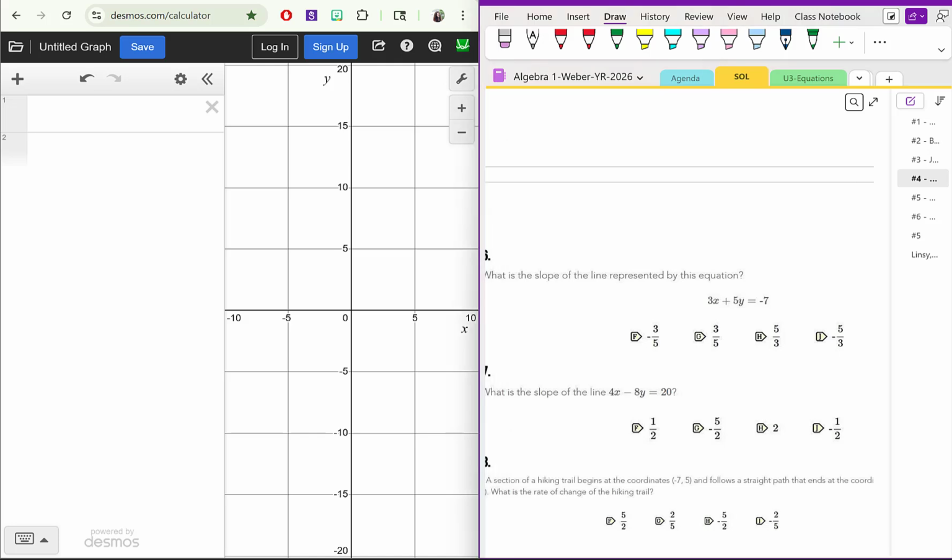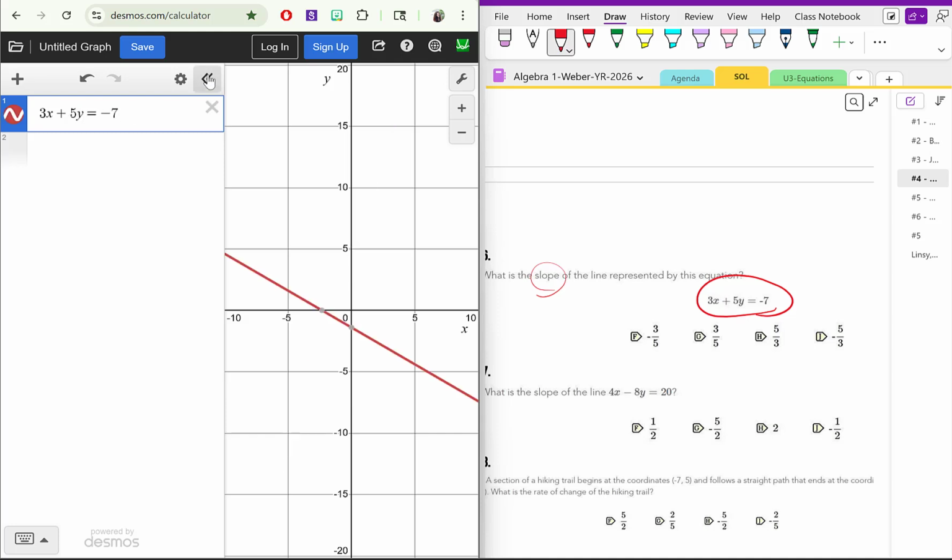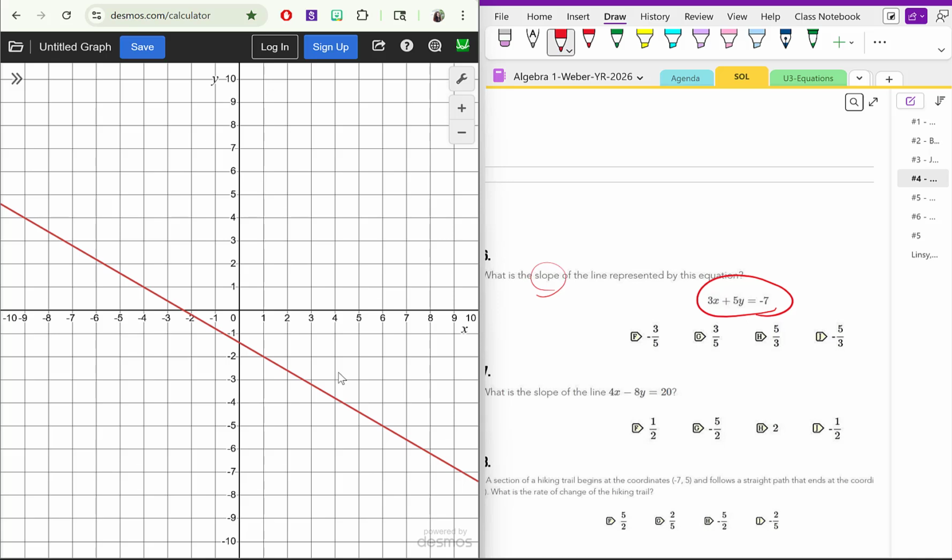So remember, we want to circle the vocabulary word, which is slope. They gave you an equation, so you're going to type that into the calculator. So 3x plus 5y equals -7. And then we're going to minimize this. So the first thing I want you to do, minimum, is at least eliminate 50% of your answers.